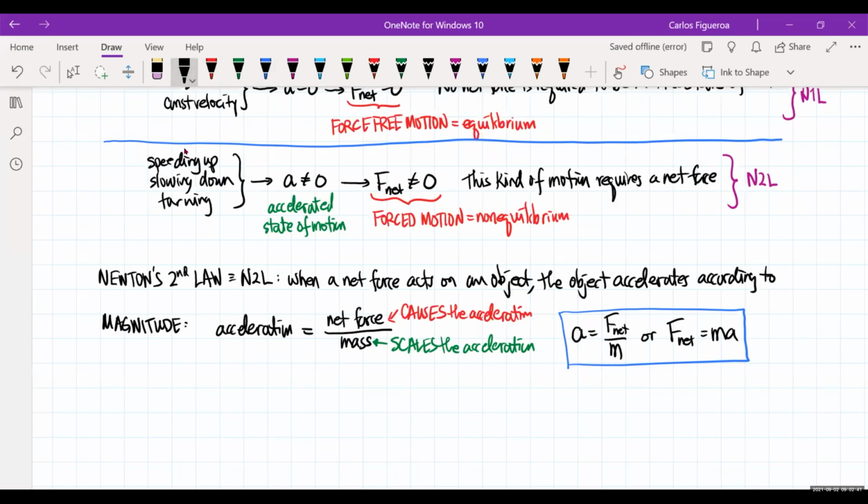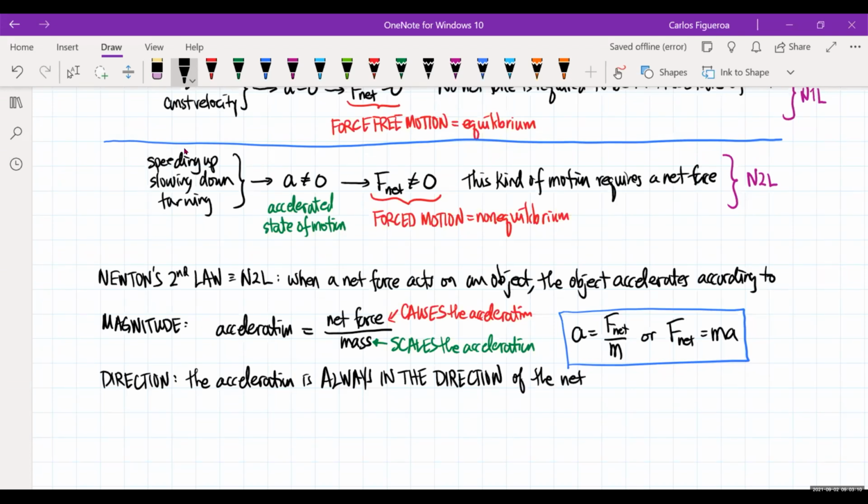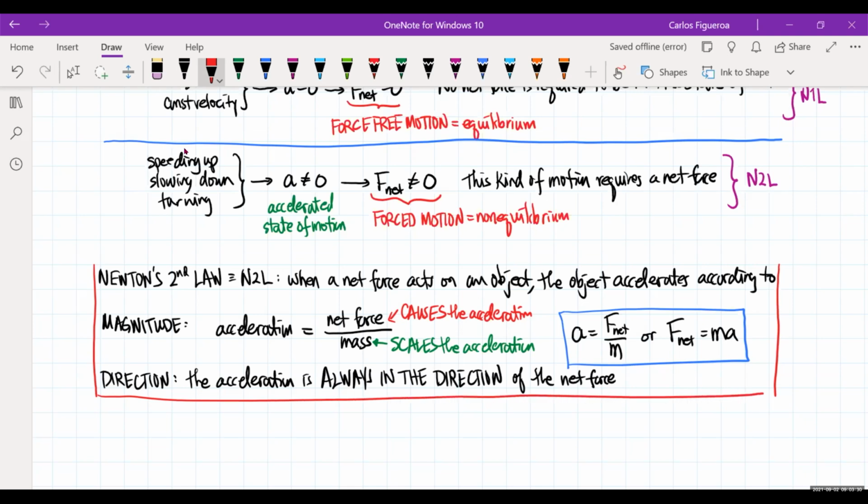Then, because acceleration is a vector, we need to talk about the direction. So what about the direction? It says this: the acceleration is always in the direction of the net force. This is Newton's second law right here. So I'm going to box this up because we're going to use this a fair amount. And there we go. Newton's second law.